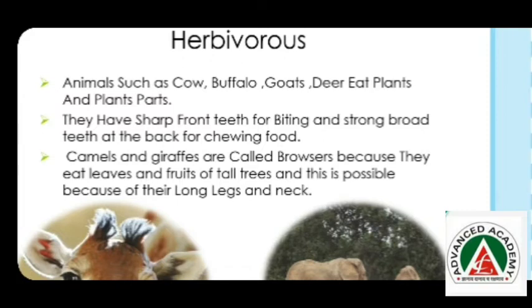They have sharp front teeth for biting and strong broad teeth at the back for chewing food. Herbivores like camel and giraffe eat leaves and fruits of tall trees and are known as browsers. Their long neck and legs help them to reach their food at great heights.